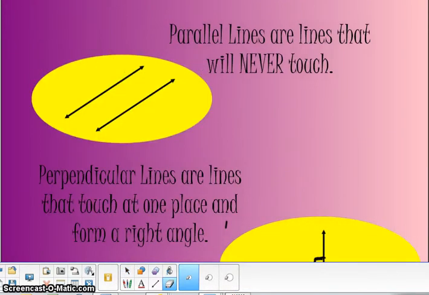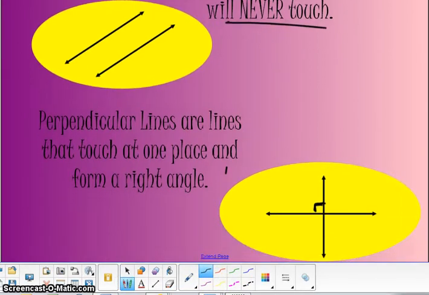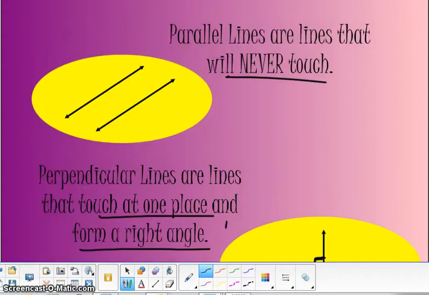Parallel lines are lines that never touch, as you can see in the picture. And perpendicular lines are lines that touch in one place and form a right angle. Please push pause and write down both definitions.